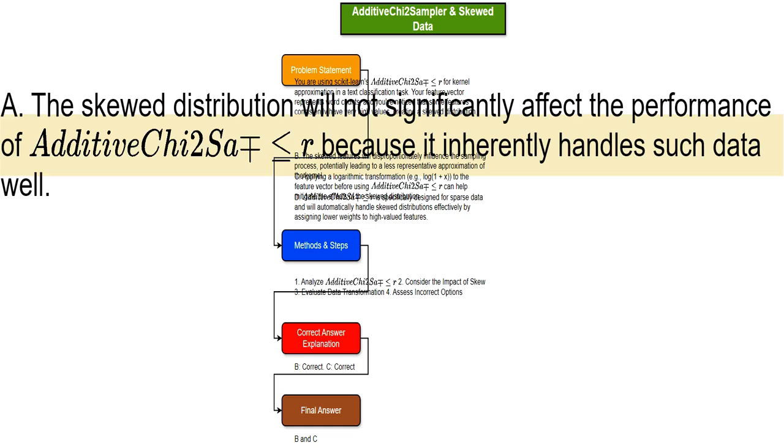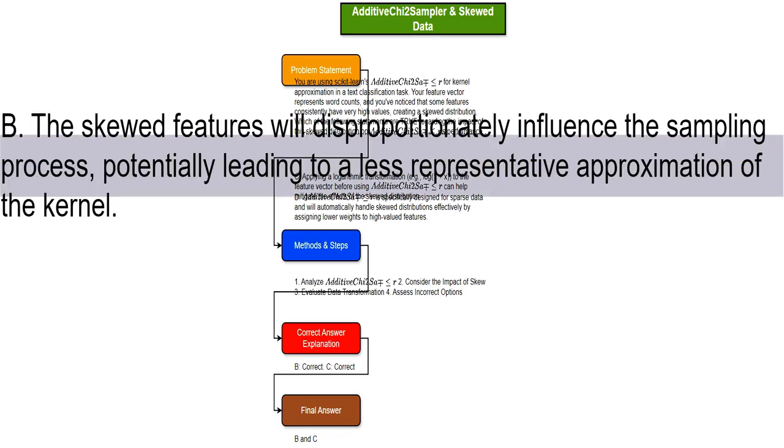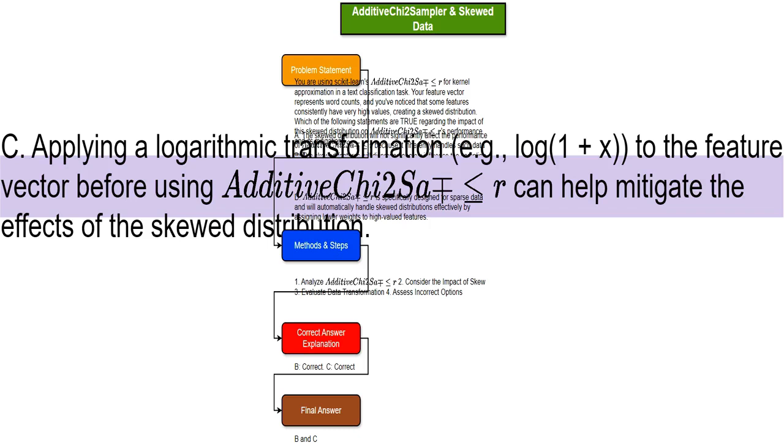This is a possible answer choice. It claims that the high word counts won't matter. AdditiveChi2Sampler will handle them fine. This option suggests that the high word counts will skew the results, making the sample unrepresentative of the data. This is a plausible problem. Here, a possible solution is proposed, using a log transformation. This mathematical trick reduces the effect of large values, potentially balancing the data.